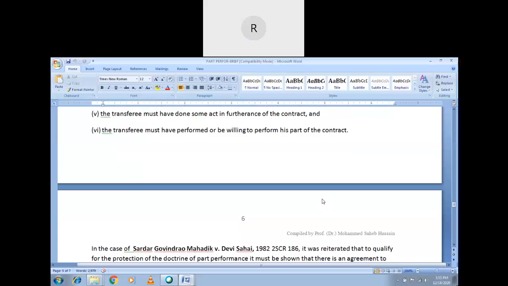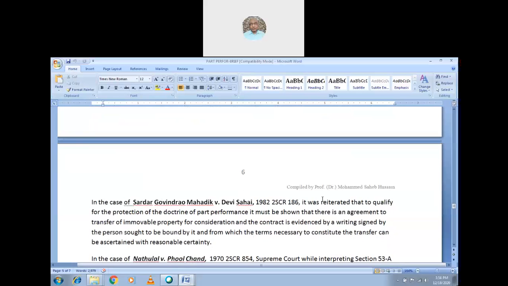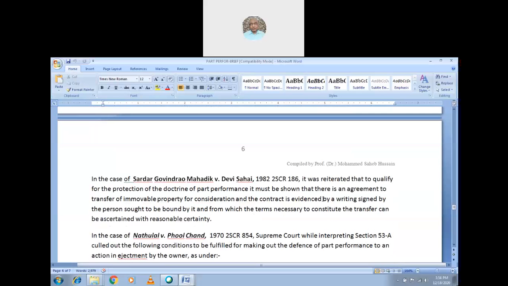It should be true in nature. It should come from the bottom of your heart. Isn't it? So later we'll see that in the case of Sardar Govindrao Mahadik versus Devi Sahai, it was reiterated that to qualify for the protection of the doctrine of part performance, it must be shown that there is an agreement to transfer the immovable property for consideration, and the contract is evidenced by writing signed by the person sought to be bound by it, and from which the terms necessary to constitute the transfer can be ascertained with reasonable certainty.